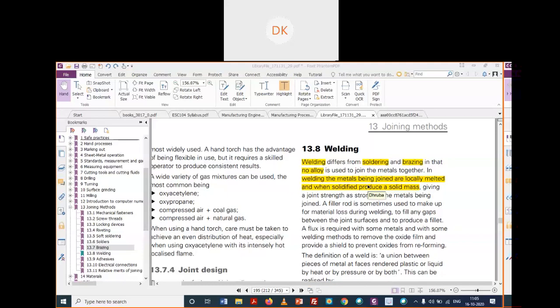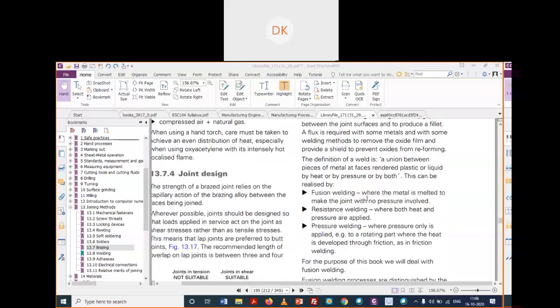But in the case of melting, what happens? You melt down some material, and after some time, because it cools down, it solidifies. Then it will join itself. There is no pressure required. So that is fusion, where the metal is melted to make the joint and no pressure is involved. That is called fusion welding.